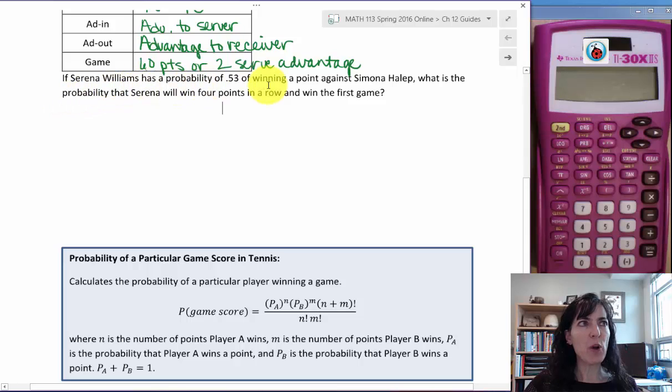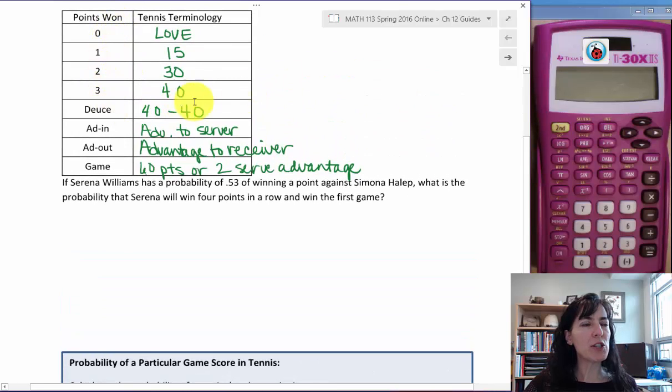Serena Williams has a probability of 0.53 of winning a point against Simona Halep. What's the probability that Serena will win 4 points in a row and win the first game? Well, we know if she's winning 4 points, then she's going to be at 60. And it doesn't say anything about Simona's points, so we're going to assume that she's stuck at love. So we're thinking about the probability of the score being 4 points to 0, or 60 love, which is how they would call it.